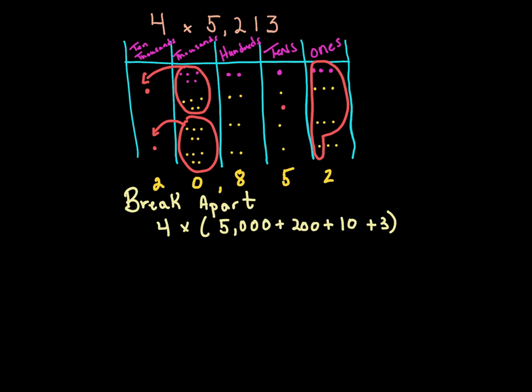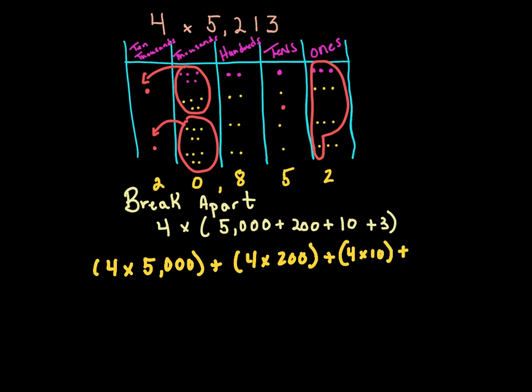But now let's try the break apart. See if we get the same answer. And we're going to distribute that 4 to each one of those. So let's take the 4 times 5,000, and we're going to add that. We're going to distribute the 4 to the 200, and we're going to distribute the 4 to the 10. And lastly, we're going to distribute that 4 to the 3 ones.